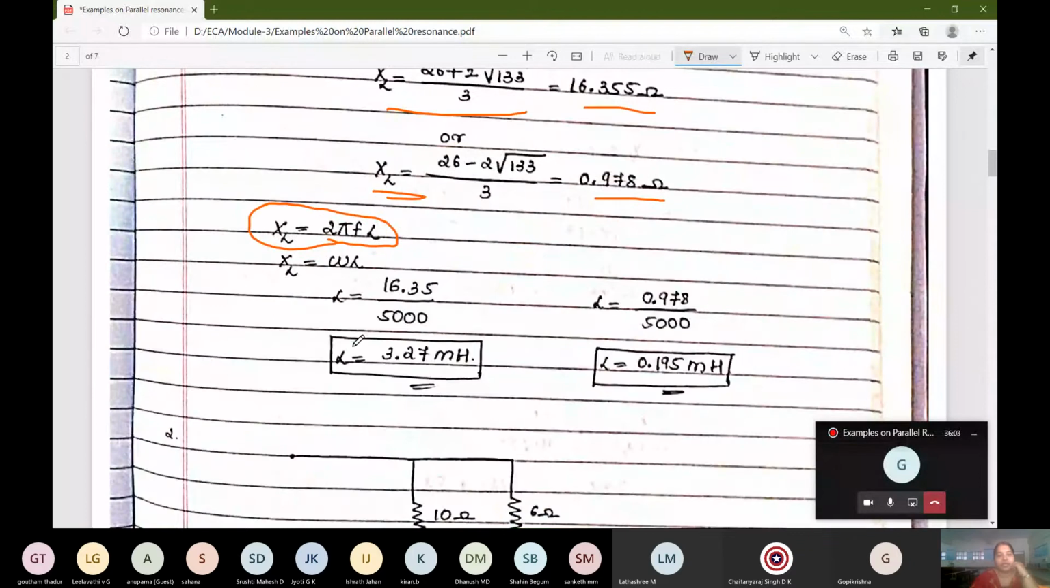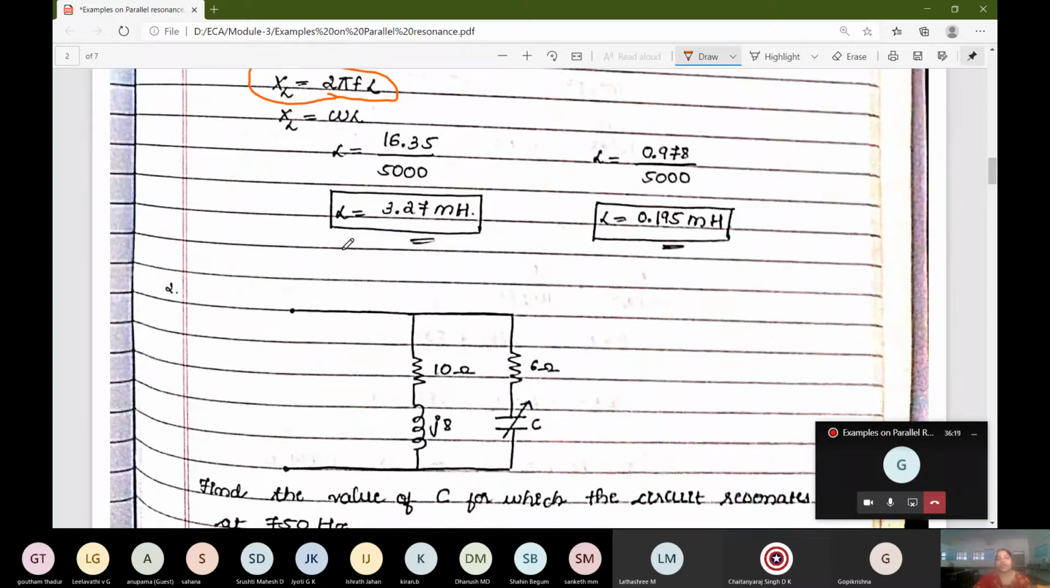So L is equal to 16.35 divided by 5000, you'll get 3.27 millihenry. Again, for the other value also you do the same thing, 0.978 divided by 5000, you will get L. So this is how you find L for the given network in parallel resonance.